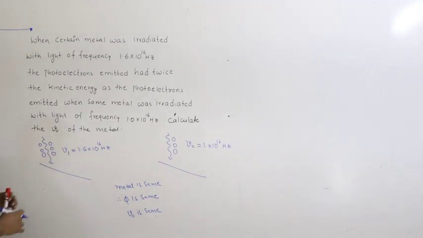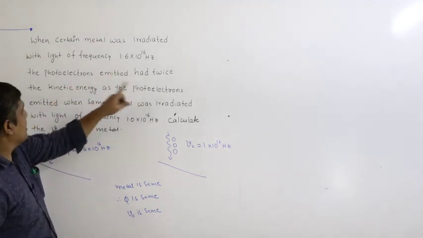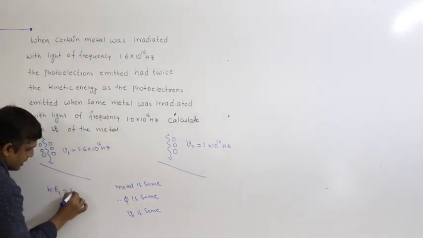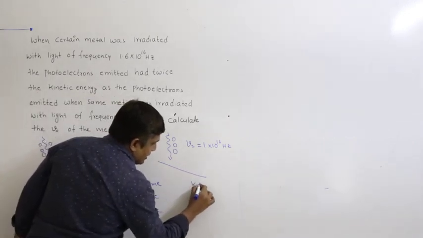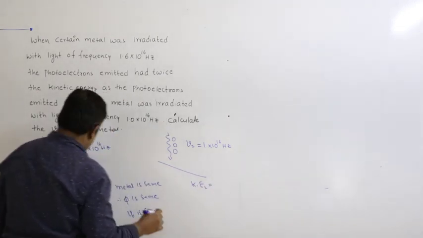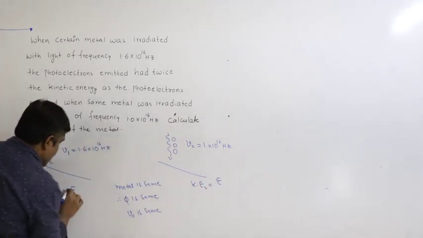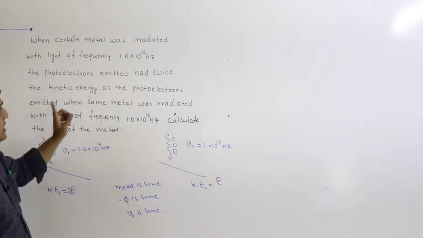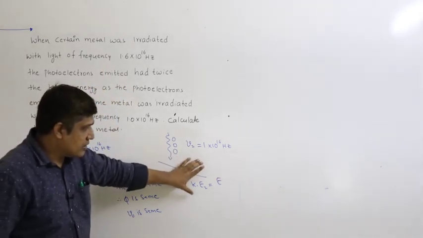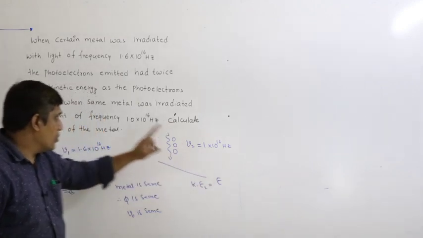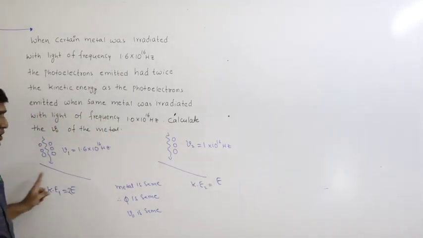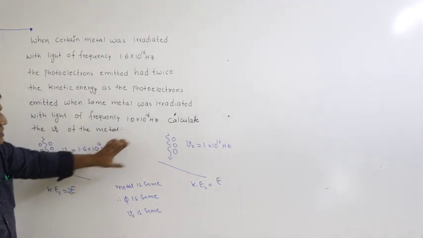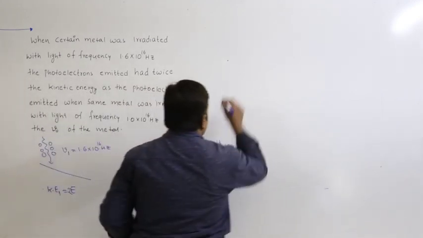Next, the photoelectrons emitted had twice the kinetic energy. Let us assume the kinetic energy in the second case as E, then in the first case it will be 2E. Here the photoelectrons are emitted with kinetic energy E, so in the first case it must be twice of that, so it becomes 2E. So let us write the equation for this one and this one separately, then we can find nu naught.